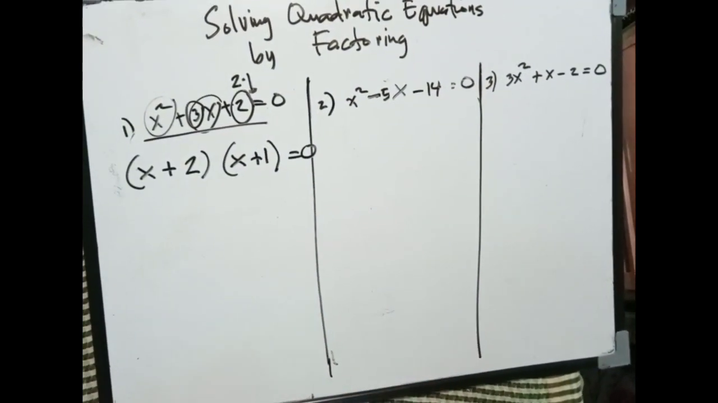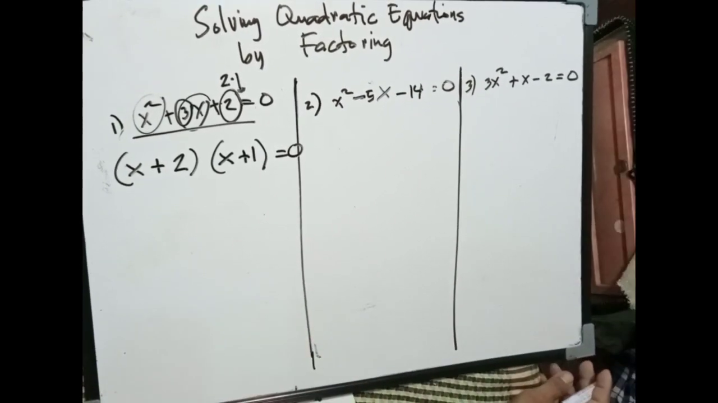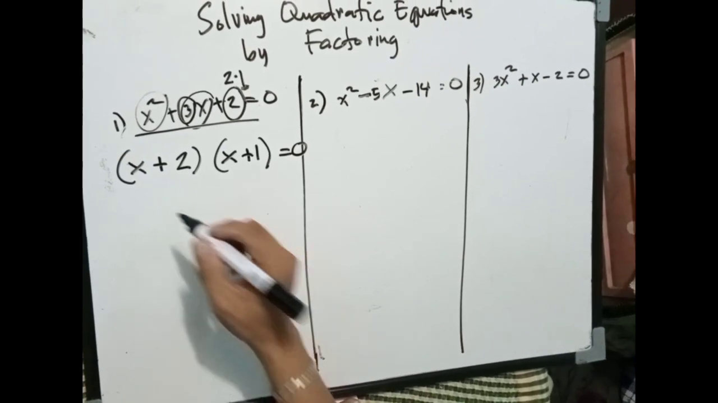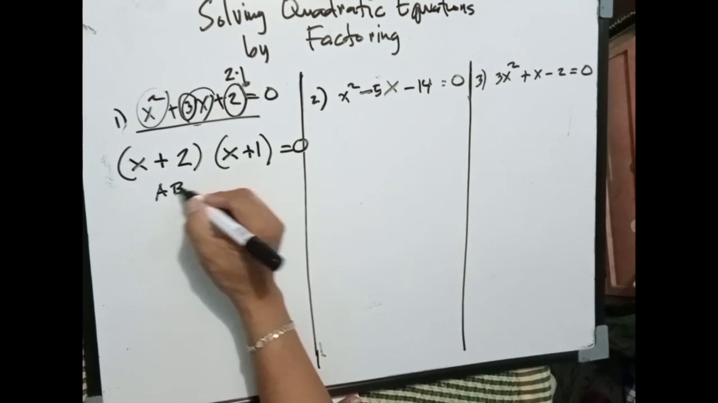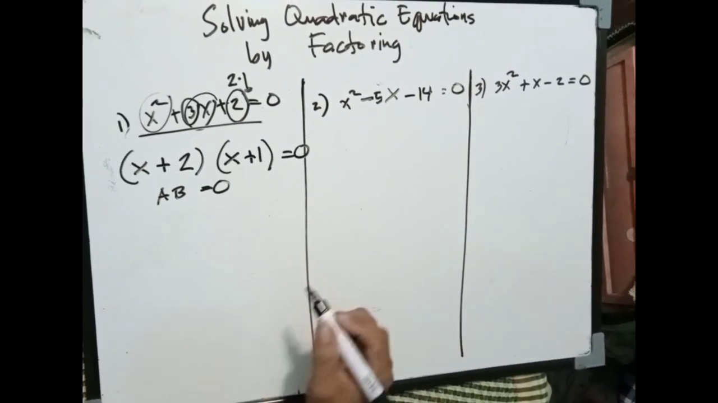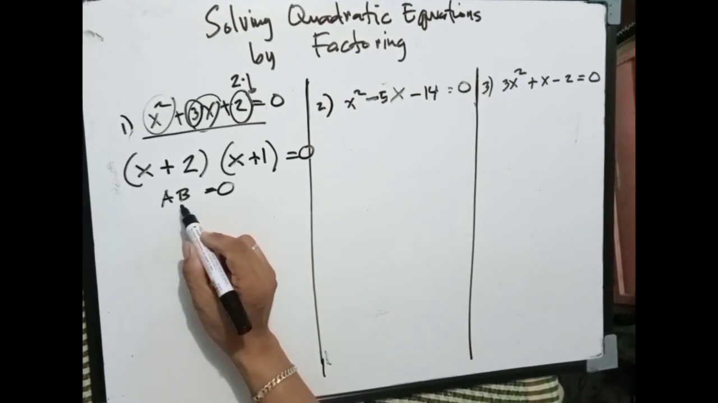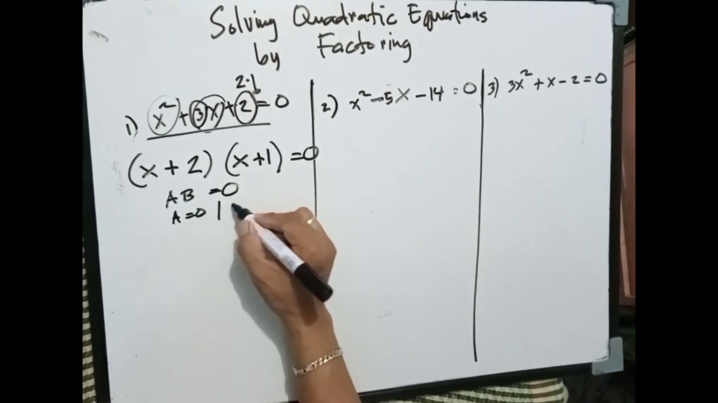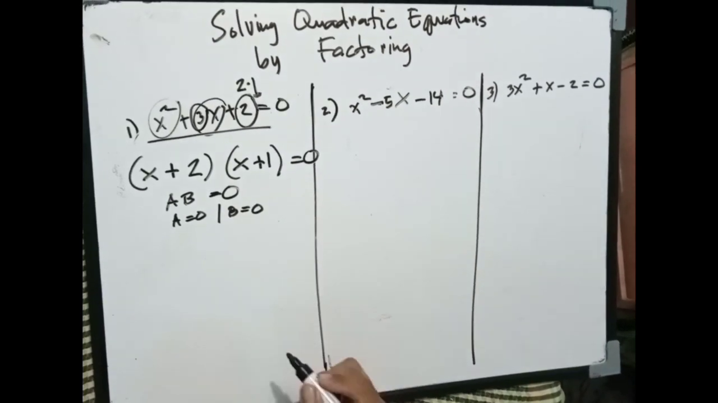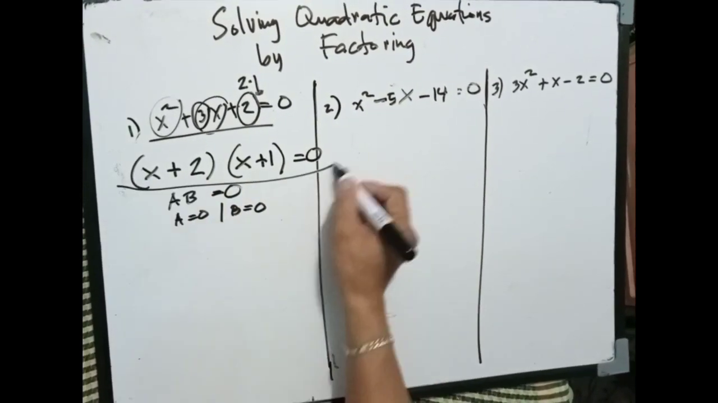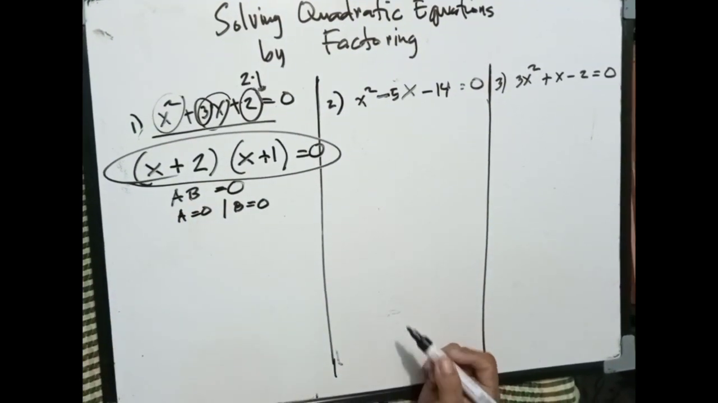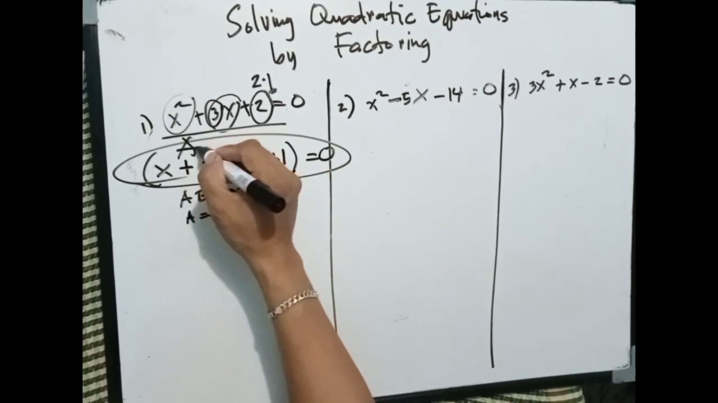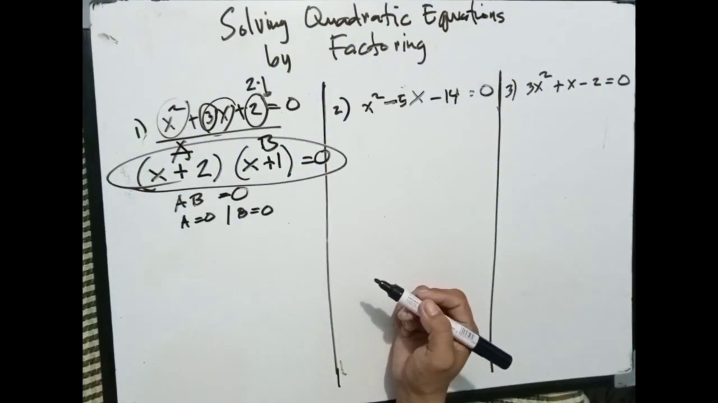Then, after na ma-factor natin yung quadratic trinomial, we will use the concept of zero factor property. And that is A times B equals 0. Anong sinasabi nito? The product of A and B is 0 if and only if A is 0 or B is 0. We will use this concept to solve this: quantity x plus 2 times quantity x plus 1 equals 0. This is our A and this is our B.